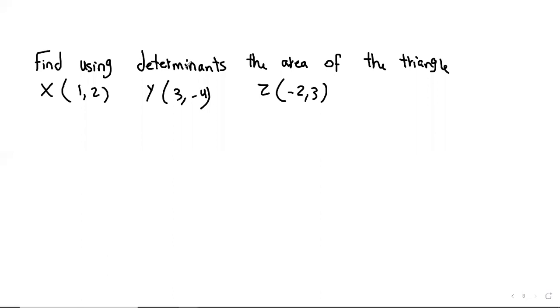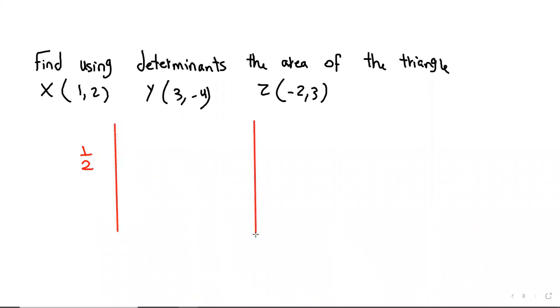Find, using determinants, the area of the triangle XYZ. X is (1, 2), Y is the ordered pair (3, negative 4), and Z is (negative 2, 3), by using the determinant. So it's a rule we apply. What is the rule? It's half multiplied by the determinant.